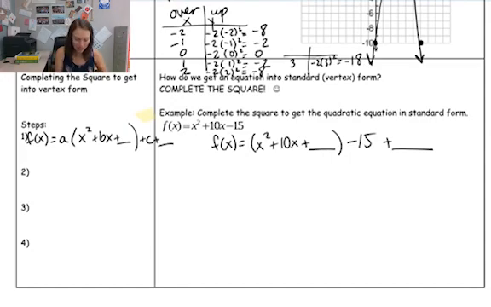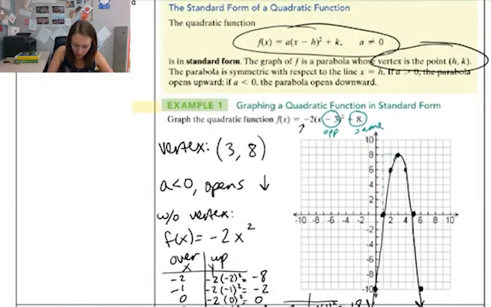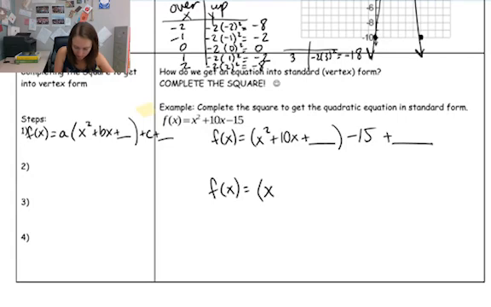The next step is we're going to complete the square. What that means is, if we look back up here at what vertex form looks like, I need to get a perfect square trinomial so that I can put it in factored form as x plus or minus something squared. So here I want to end up with x plus or minus something squared, and then plus or minus the rest of our equation. So that's why we call it completing the square.